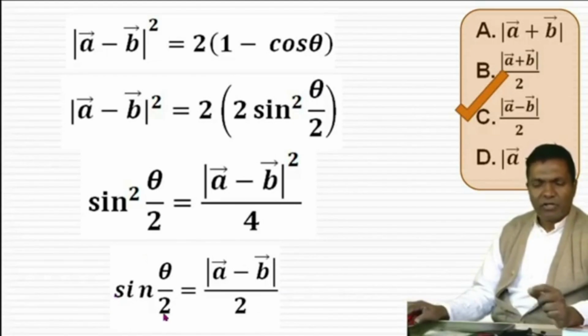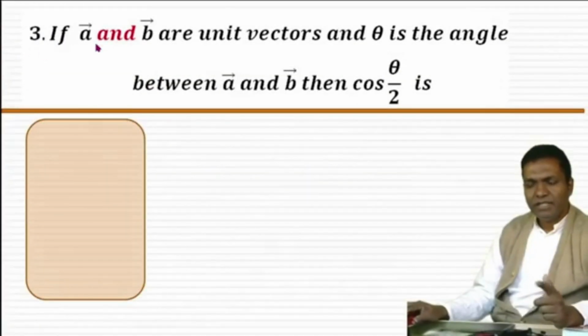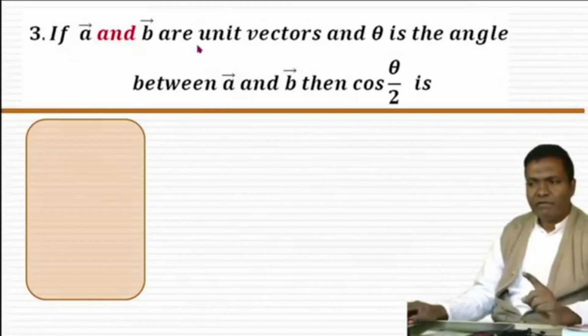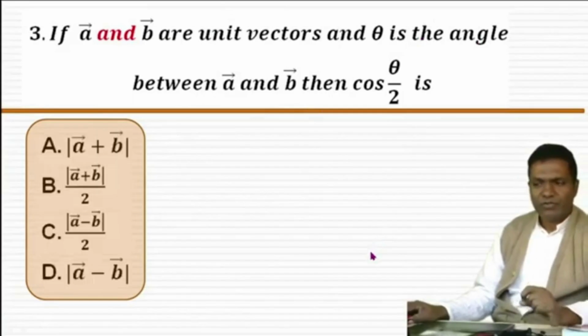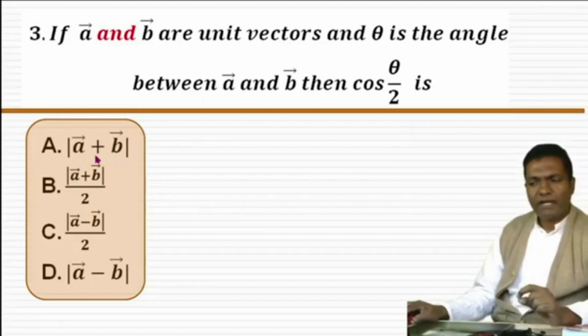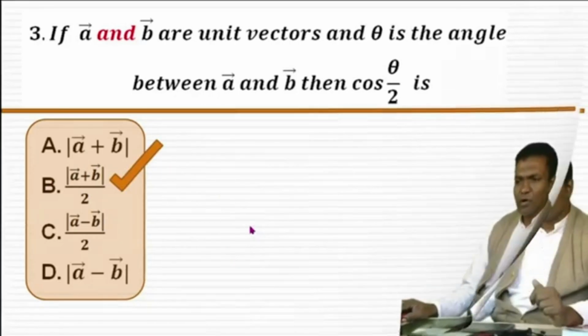If you are asked cos theta by 2, here is the question for your practice. If vector A and vector B are unit vectors and theta is the angle between A and B, then cos theta by 2 is how much? Your option will be this, because you need to consider magnitude of vector A plus vector B whole square. So this is for your practice, and don't forget to solve. Yes, option is this. Let's move on to the next.